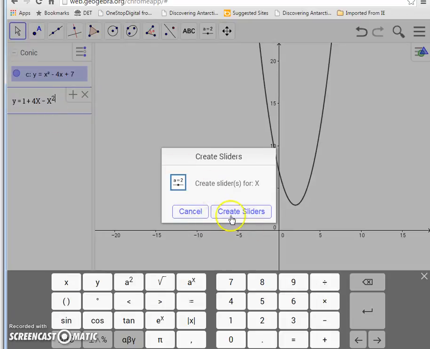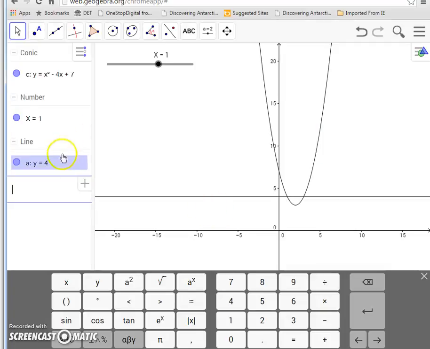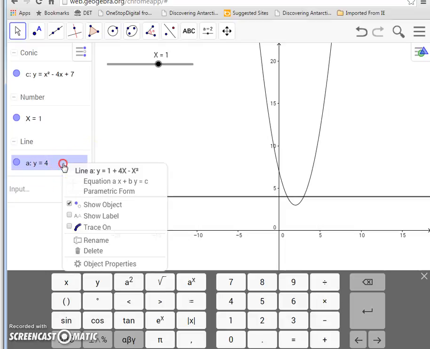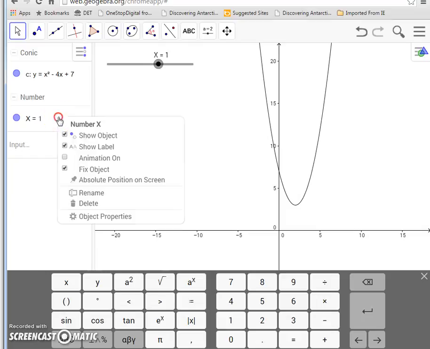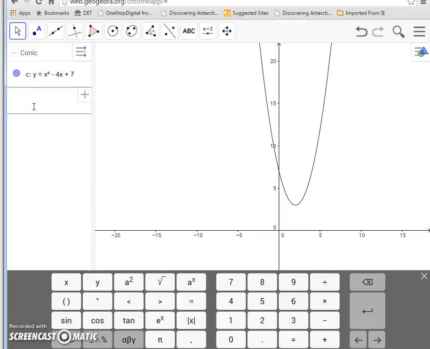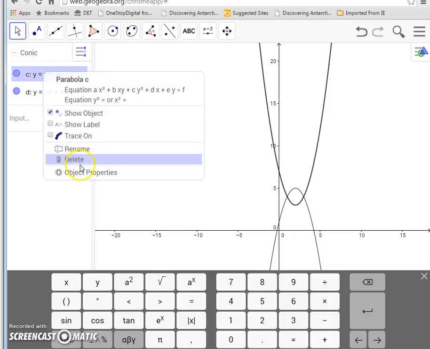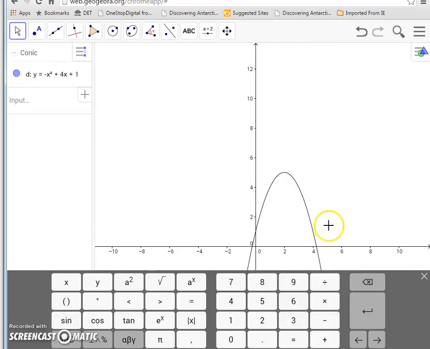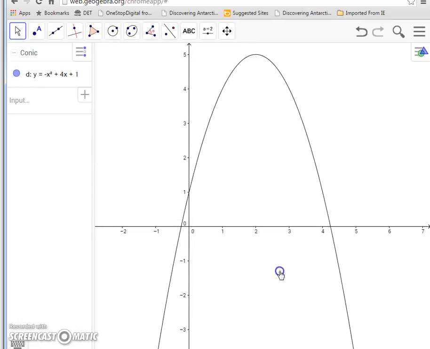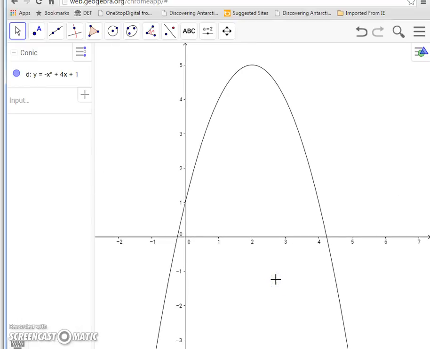Oh, create sliders. Oh, no, oops. My bad. Y equals, what was it? Y equals 1 plus 4x minus x squared. There we go. So there you go. Does that look like our one? Yes. Excellent. Is everyone happy with that?